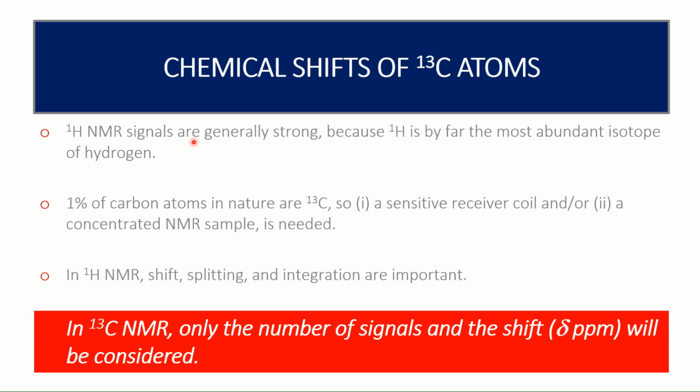The carbon is not as strong as the proton because only 1% of the natural carbon is carbon-13. So of course we need sensitive receivers, we need concentrated samples, and we need to have a longer time running this stuff. So splitting is not important to us. Integration is not important to us. The only thing that's important to us with carbon is the number of signals and their chemical shift.